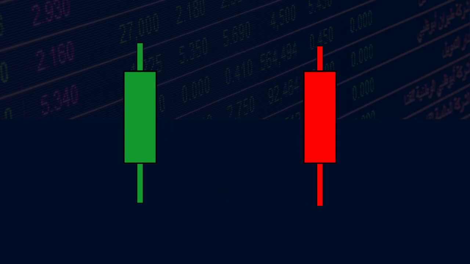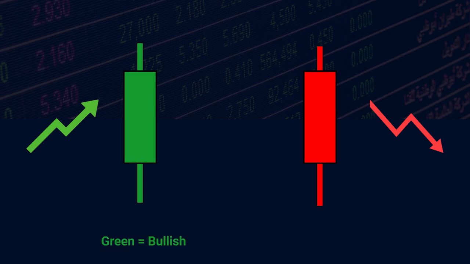Color plays a big role. The color of the body indicates whether the price went up or down during that time. If the close is higher than the open, the candlestick is bullish, typically green or white. It means the price appreciated and moved upwards. If the close is lower than the open, it's bearish, commonly red or black. It shows the price depreciated and moved downwards.